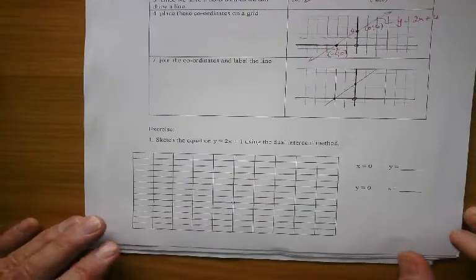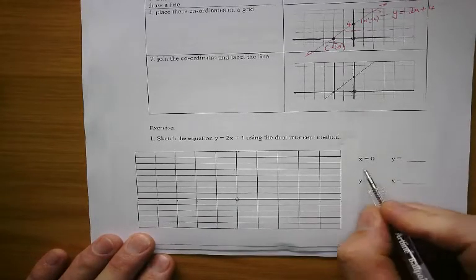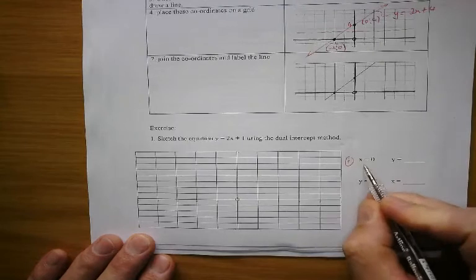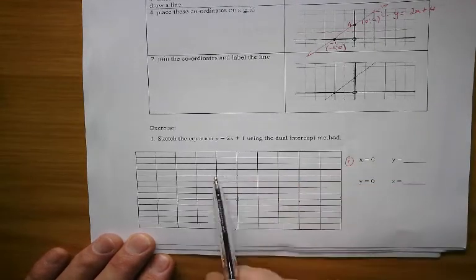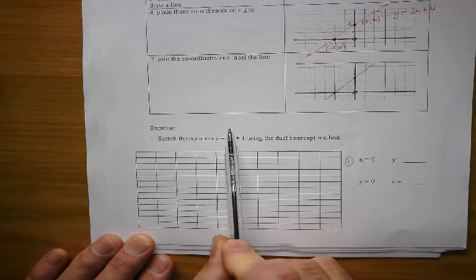Exercise 1. Let's work through this one together. Sketch the equation y equals 2x plus 1 using the dual intercept method. Now we know dual means two steps. So our first step is to make x equal to 0. So substitute an x in there as 0. That will fall away. And y is equal to 1.